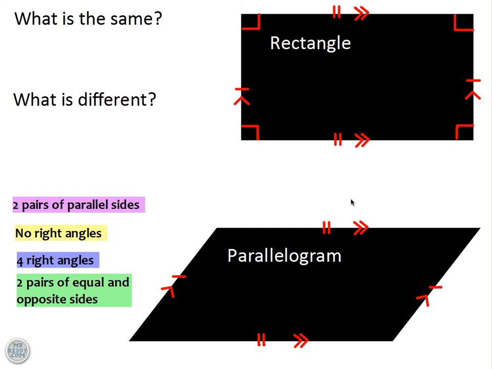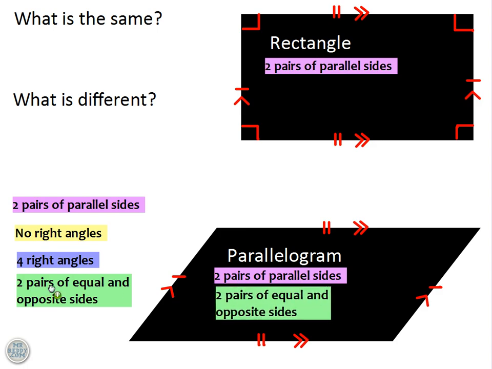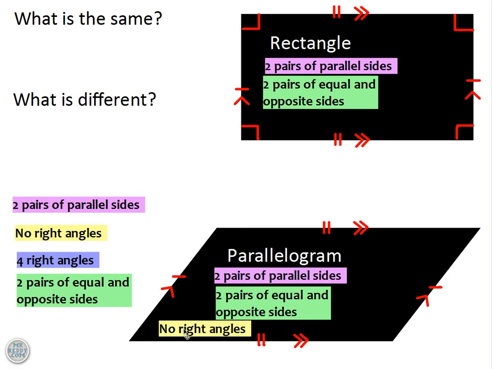Okay. What about if we put them side by side? What's the same and what's different? They've both got two pairs of parallel sides, and they've both got two pairs of equal and opposite sides. So that's what's the same. But the parallelogram doesn't have a right angle, whereas the rectangle has four.